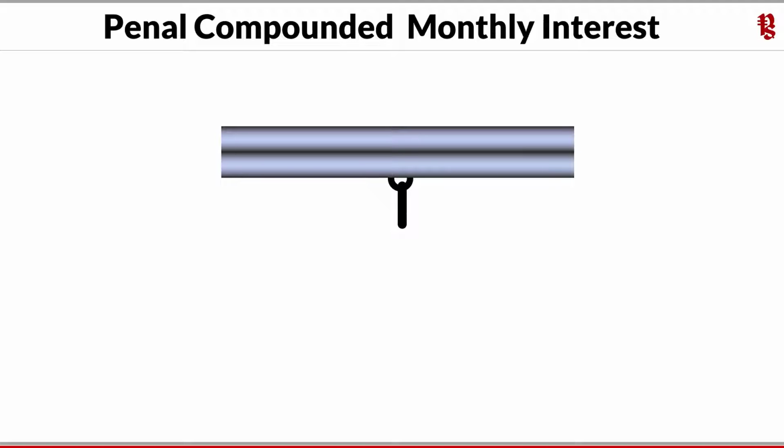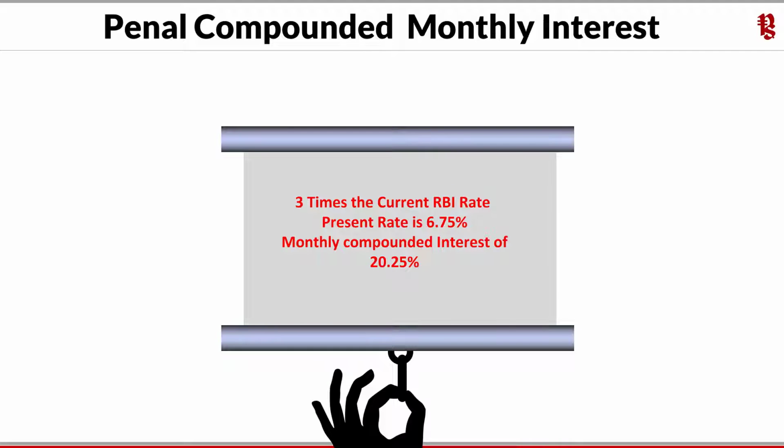Wherever there is a delay in making payment beyond the specified timeline as discussed earlier in our use case, the buyer will have to pay penal interest. The penal interest is going to be 3 times the current RBI rate. The present rate is 6.75%. Monthly compounded interest at 3 times will come up to 20.25%, which in many cases will be greater than the net profit of the company itself.